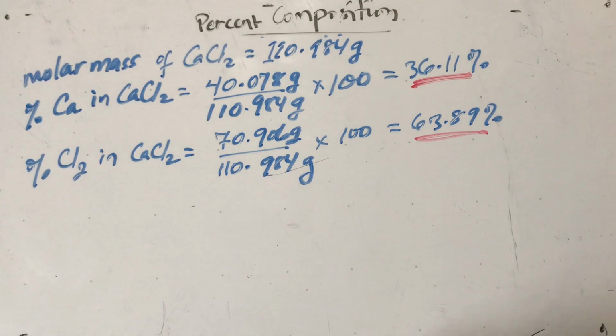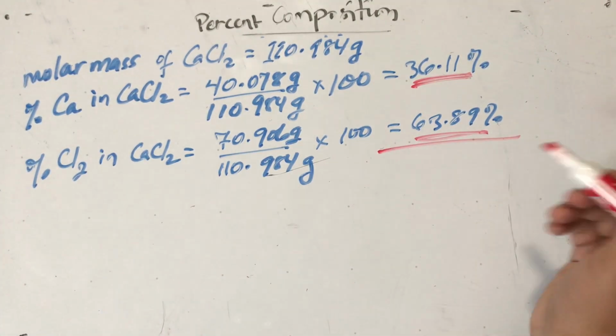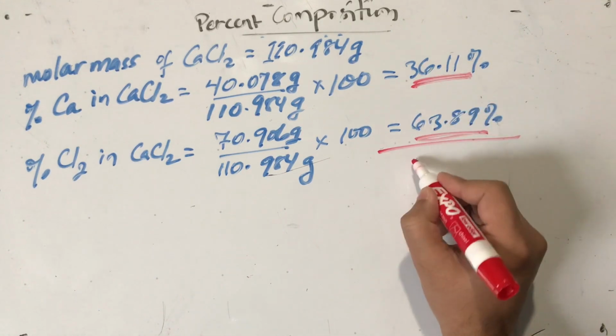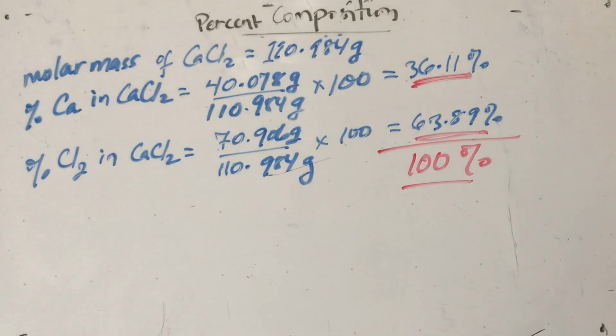To make sure that you did this math correctly, you just add them together. You should get around 100%, exactly 100%. In fact, sometimes you end up getting 99.99%. That's just because the decimals are rounded up or down. That's not a big deal.